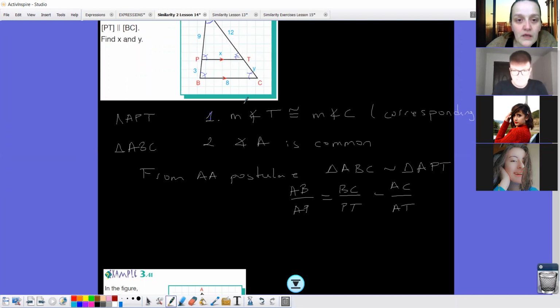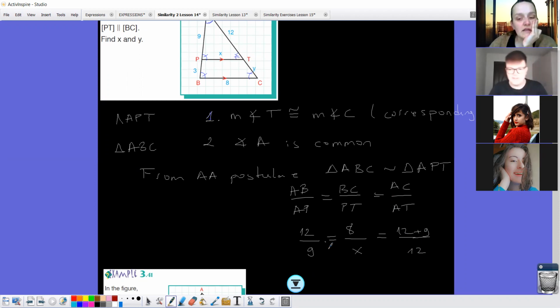Now which ones are given? AB is 9 plus 3, which is 12. AP is 9. BC is 8. PT is X. And AC is 12 plus Y. And AT is 12.